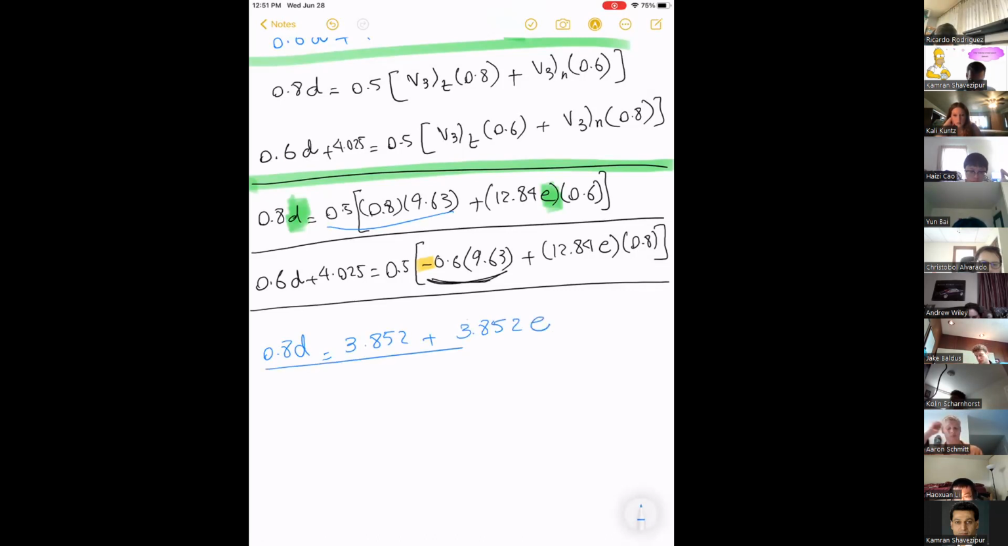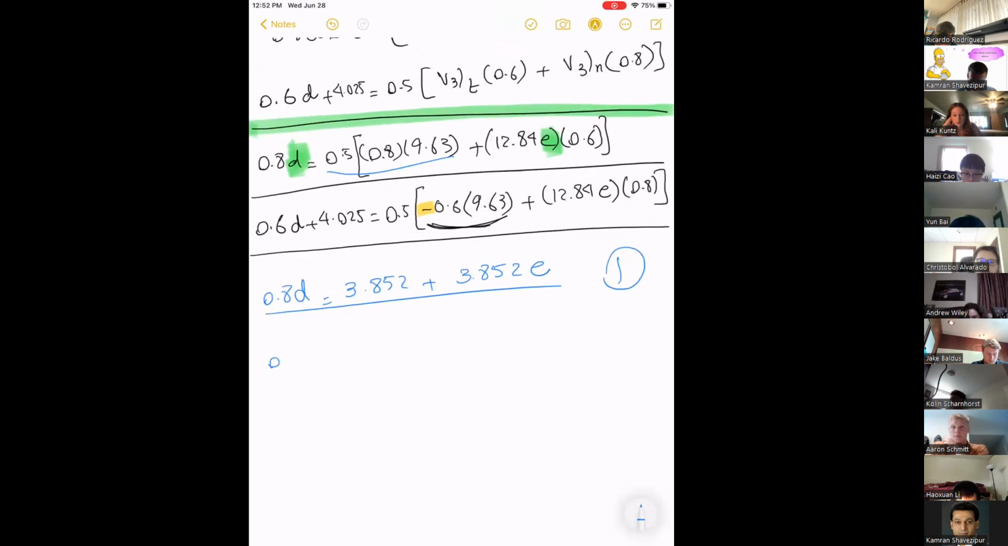Do we get the same equation? Let me do it one. The numbers look the same. 12.84 times 0.6 times 0.5. Okay, this is the first equation. The second equation, 0.6D plus 4.025.